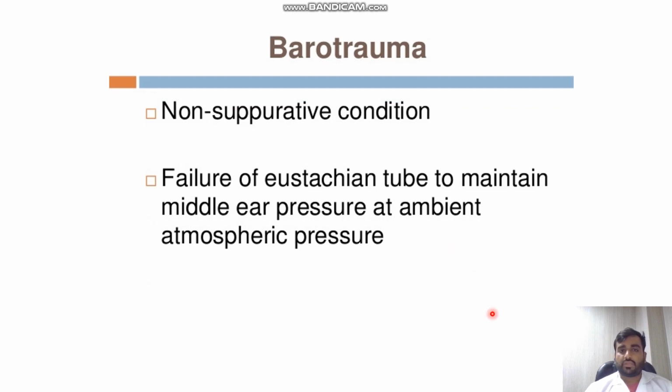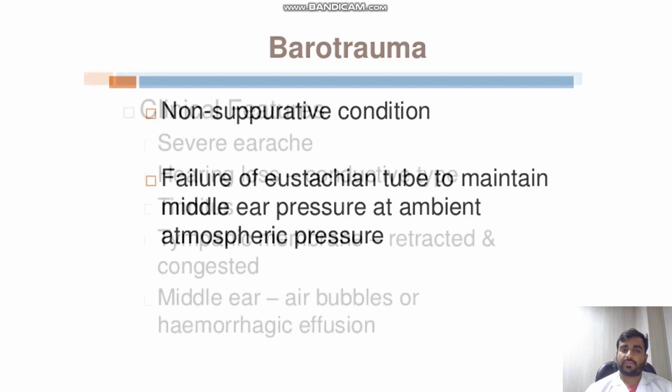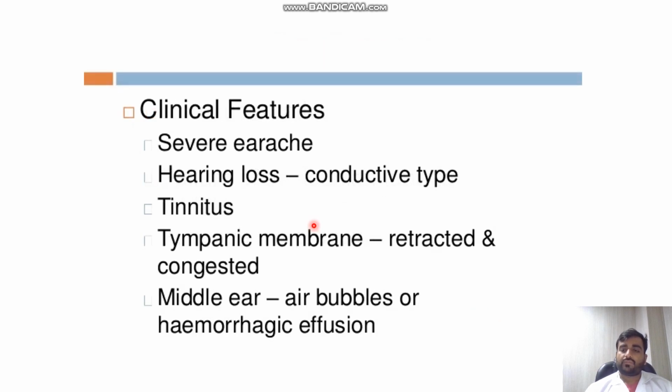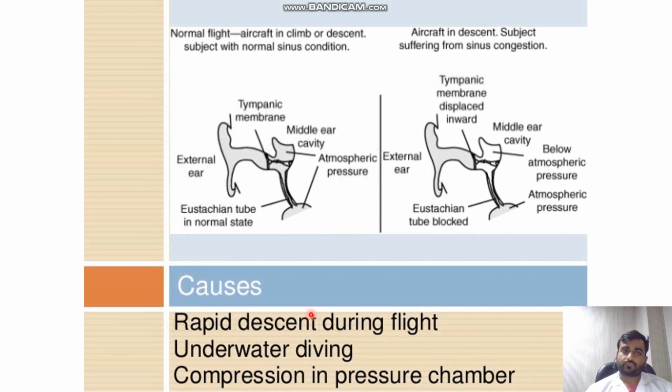Barotrauma is a non-suppurative condition. There is a failure of the Eustachian tube to maintain the middle ear pressure at the ambient external pressure. The clinical feature of barotrauma is severe hearing loss, mainly the conductive type. Sometimes patients have tinnitus. On examination, the tympanic membrane is retracted and congested, and a middle ear air bubble or hemorrhagic effusion is seen. These are the two conditions: when the Eustachian tube is in a normal state and when it is blocked.